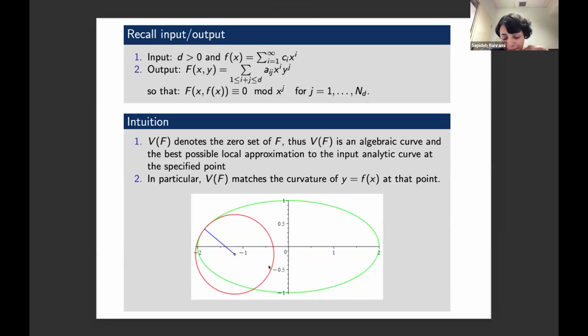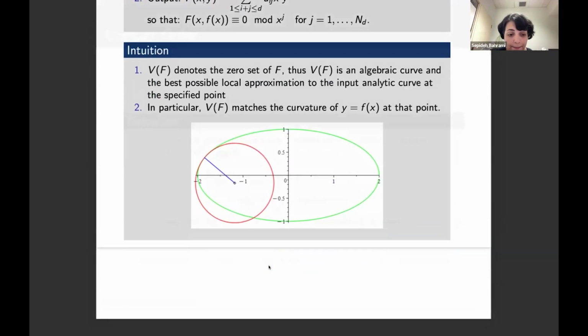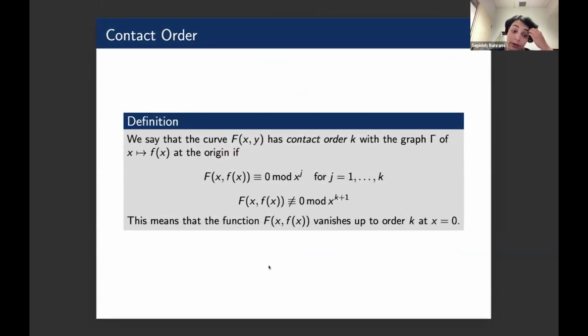And as you see in the graph, osculating circles are one of the good examples of osculating curves with degree 2. To understand how well our polynomial f(x,y) fits the curve, we use the concept of contact order. So we say that the polynomial f(x,y) has contact order k with the curve f(x) at the origin if f(x, f(x)) mod x^j, j from 1 to k becomes 0, but mod x to the power k plus 1, it doesn't become 0 anymore.